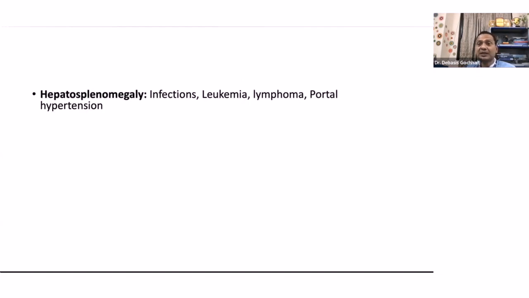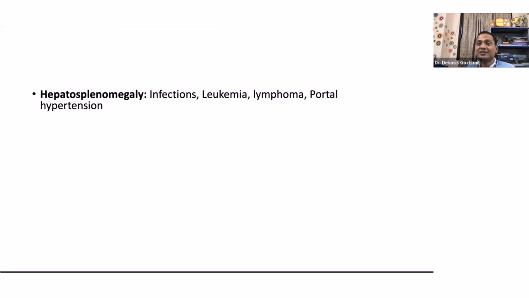Similarly, hepatosplenomegaly. Remember, these are clinical features that you need to appreciate. Hepatosplenomegaly. So liver is enlarged, spleen is enlarged. And what are the common causes? We can think of infections. What infections? Commonly malaria, kala-azar. Okay. So subacute bacterial endocarditis, these can lead to hepatosplenomegaly. In addition to that, you can have hematolymphoid malignancies like leukemia, lymphoma, and portal hypertension, of course, can cause hepatosplenomegaly.